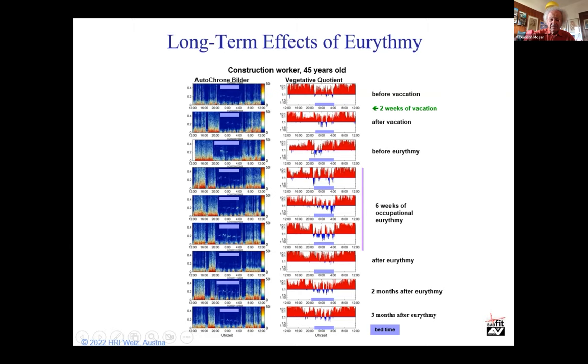And then he starts with eurythmy, and you can see that eurythmy completely changes this figure, and now he has a wonderful five times parasympathetic activity after 6 weeks of occupational eurythmy, 2 times a week, 45 minutes each. Then after eurythmy, the effect goes back, but it comes again 2 months after eurythmy. That's typical for cure treatments, that you have a drawback in the beginning, but it goes to good values after some time.